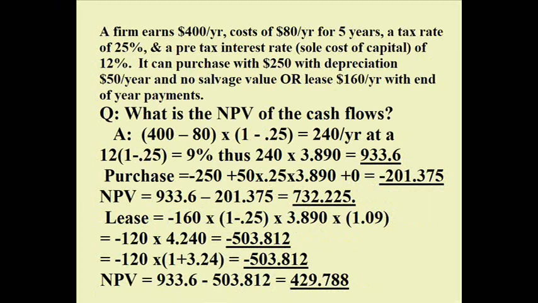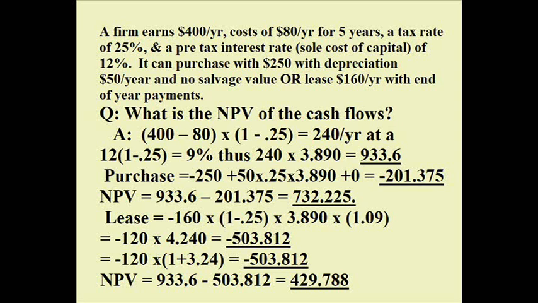Remember that example we did before? Well, we're going to make it a little more realistic, if not a little more complicated, but that's okay. That's the name of the game. We have a firm again earning $400, cost of $80 for 5 years. Tax rate again is 1/4, and we have a pre-tax interest rate of say 12%. Let's say we're just borrowing money here, and now we can purchase it with $250 and depreciation of $50 a year. That's straight line depreciation, and no salvage value. Or we can lease it for $160 a year, and we're going to use end of the year payments.